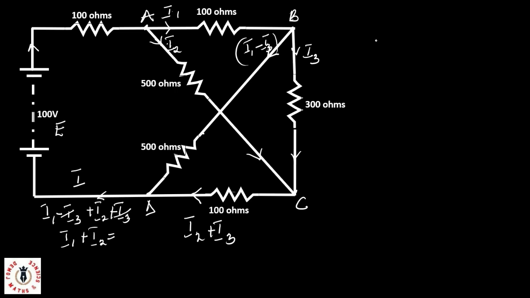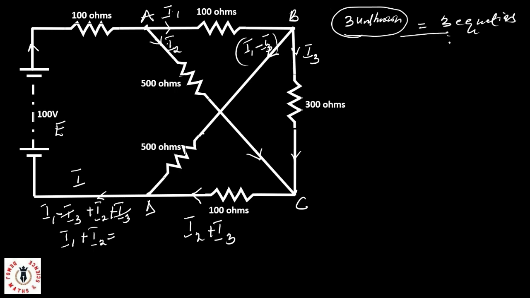Now let's pick our equations. From this circuit, I have three unknown currents. So I should expect I'll have how many equations? Three equations. Now let's pick these three equations.